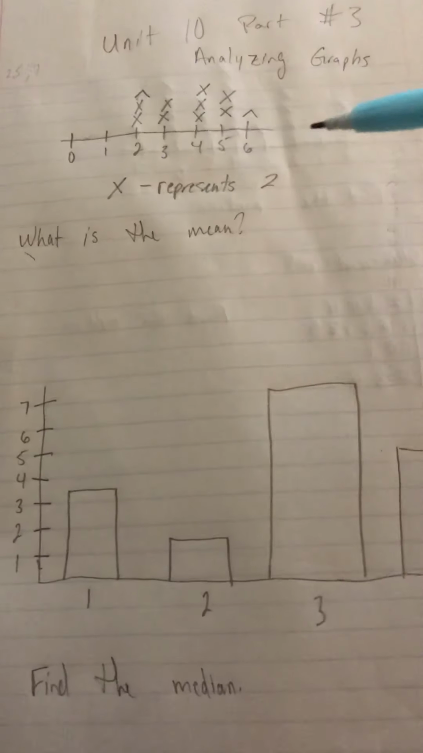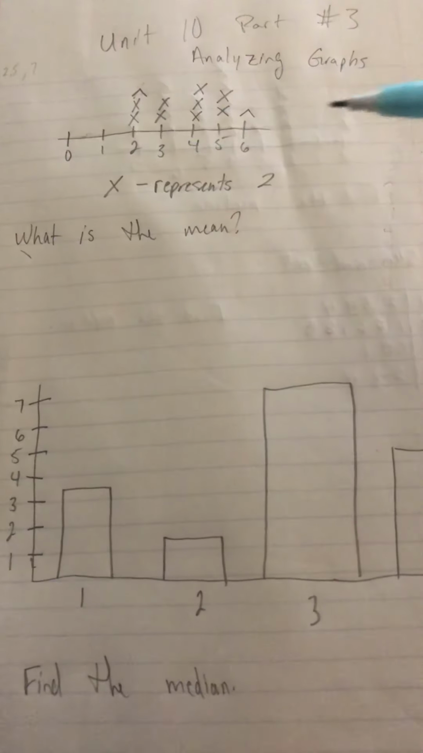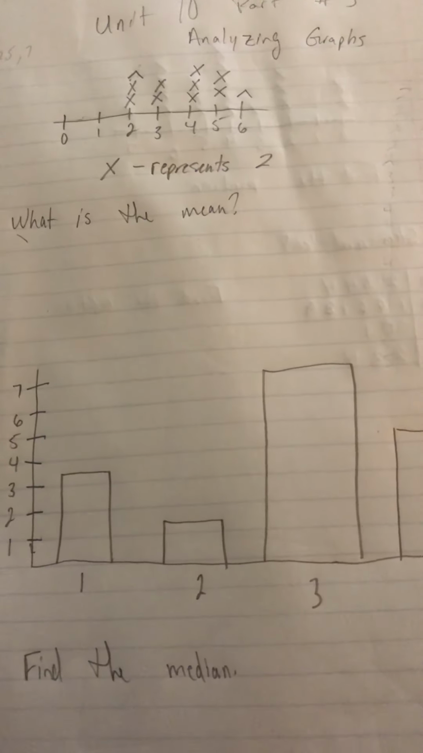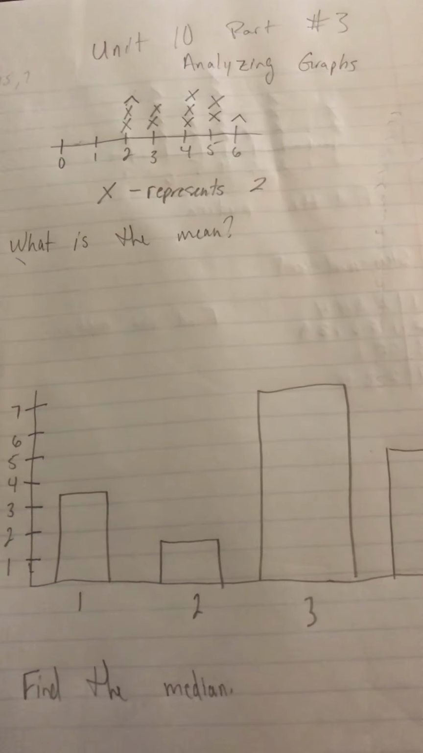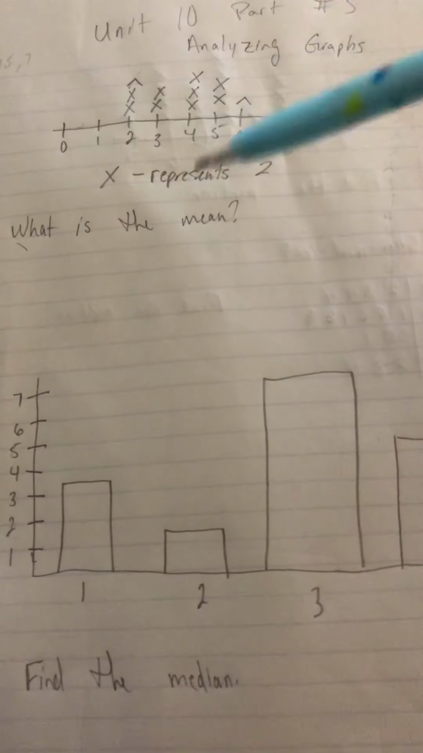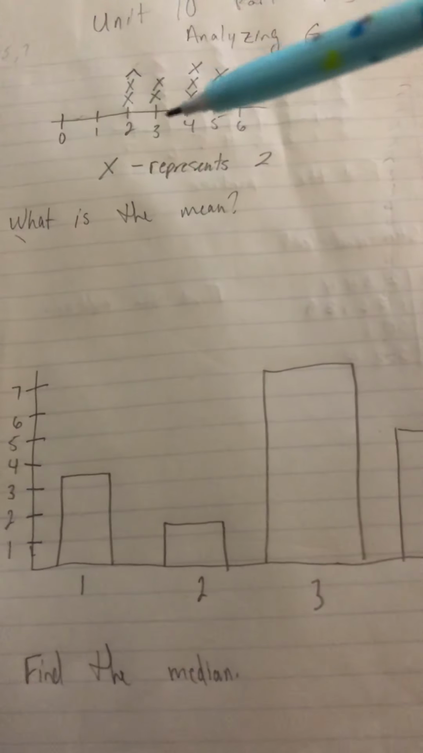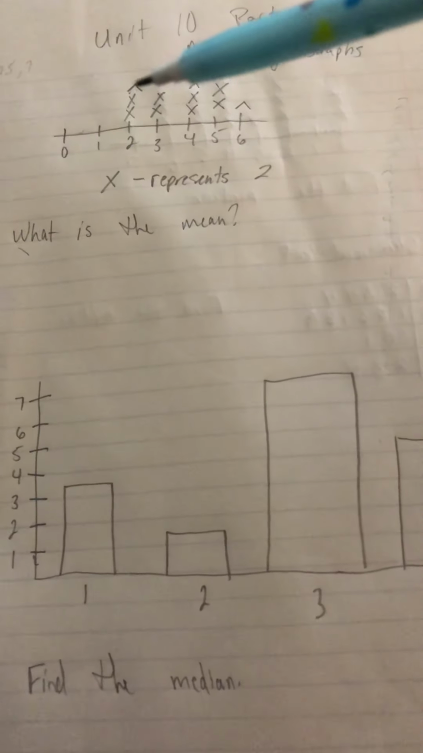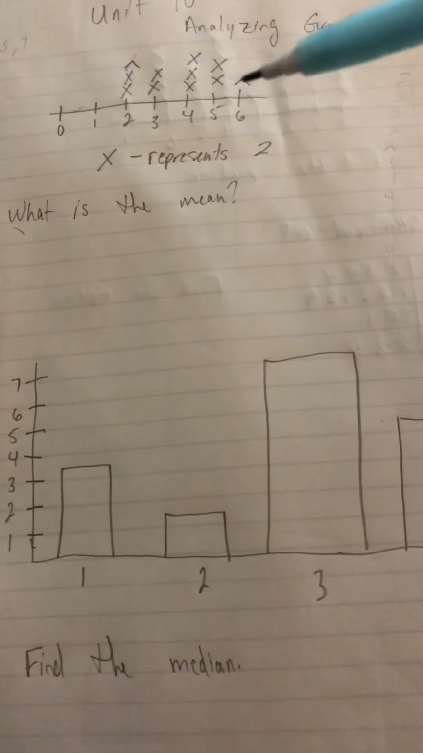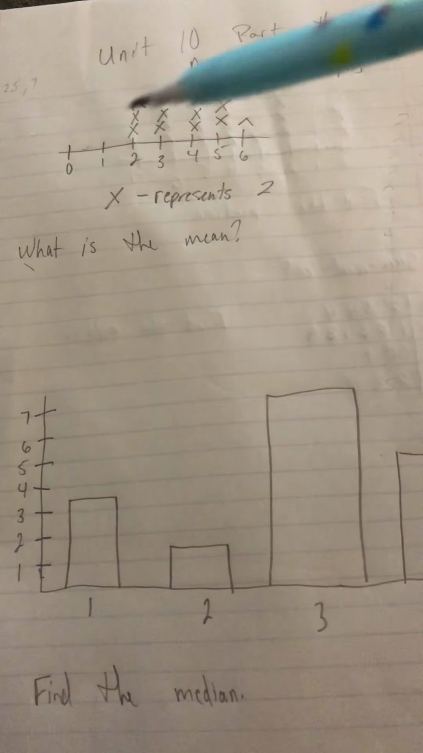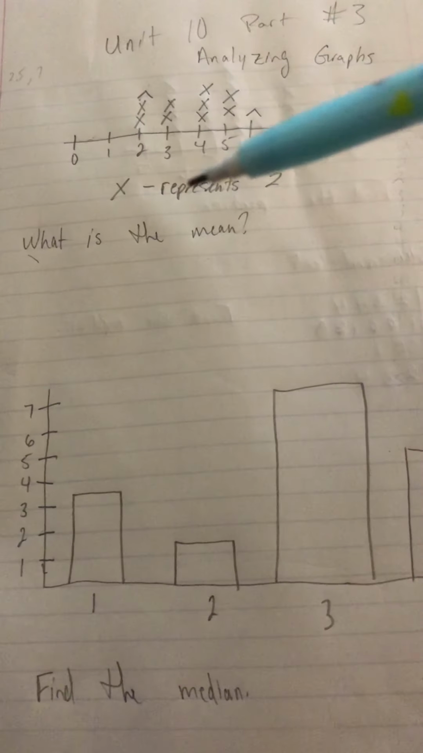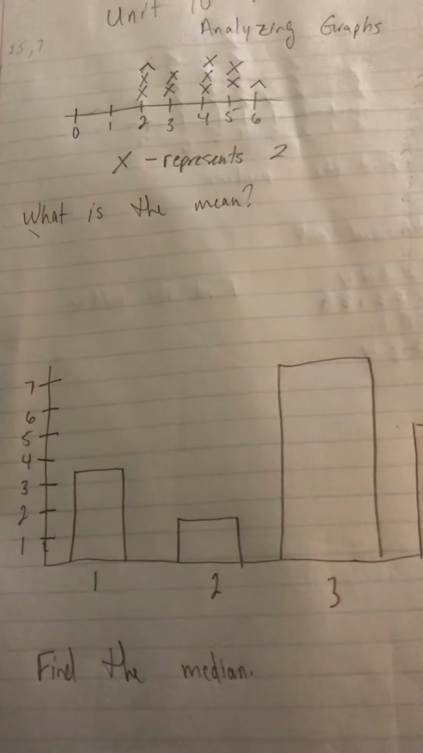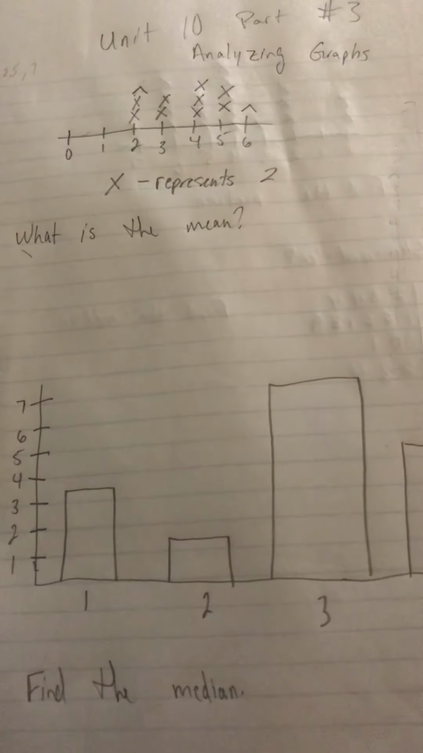The very first question is a line plot. Now, line plots, you probably have seen these back in elementary school. This one's a little bit different. Each x in this particular graph represents 2. If they give you half of an x, like this one and this one, that just represents 1. Everything else represents 2. So make sure you look at the key at the bottom of a graph to make sure that you're counting it as the proper number, okay?